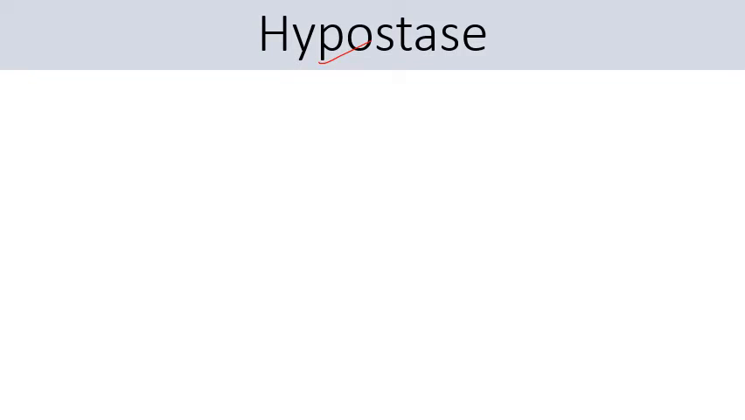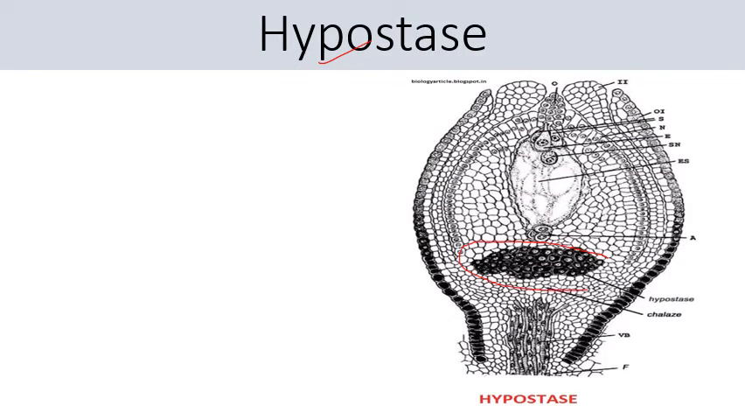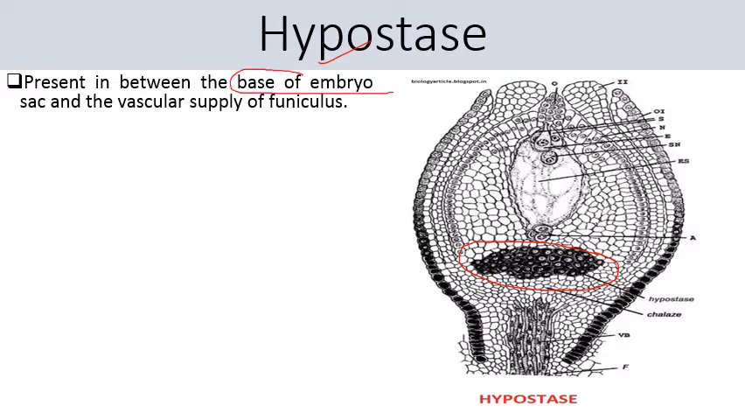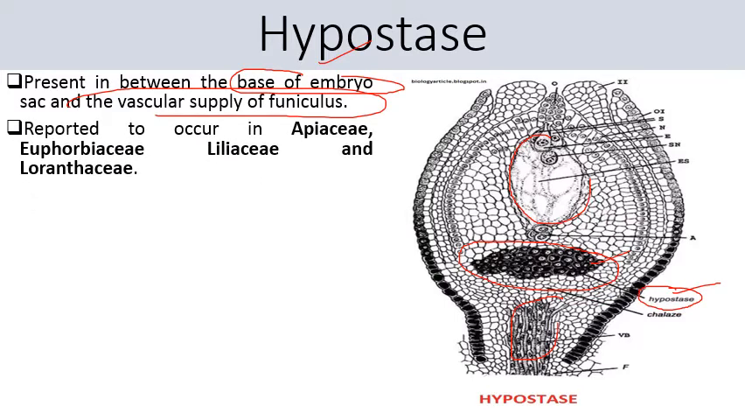The next structure is hypostase. Hypo means lower. So this is a group of cells which is present at the base of the embryo sac and the vascular supply of the funiculus. तो funiculus की जो vascular supply है और जो embryo sac का base है, इसके बीच present होता है group of cells which is known as hypostase, उसे कहते हैं hypostase. And these cells have poor cytoplasmic content and deformed nuclei. Poor cytoplasmic content होता है इसमें, बहुत कम cytoplasm, and deformed nuclei भी इसमें deformed होते हैं. The cells may remain thin walled and may become suberized, sclerenchymatous.